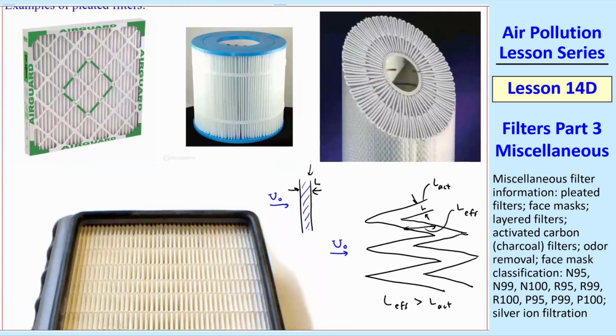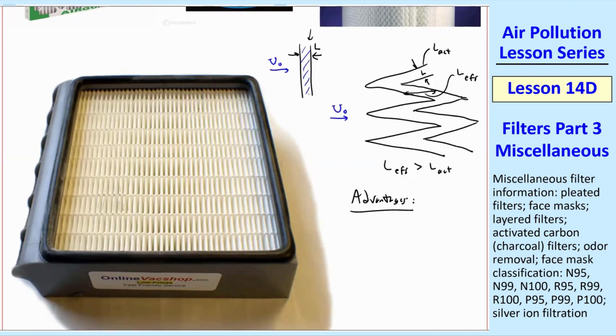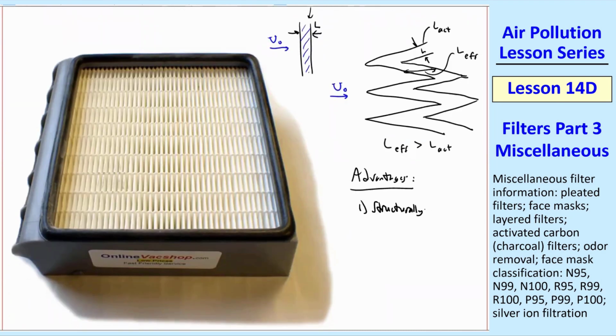And in some of these, the pleat is actually very tight. For example, here when the air comes in, the effective L is actually quite large compared to the little tiny L of this individual filter. There are a couple advantages of doing this. First of all, structurally, it's more stiff or rigid. And most importantly, when you have a large L effective, you get a much higher grade efficiency of the filter. In other words, better performance.